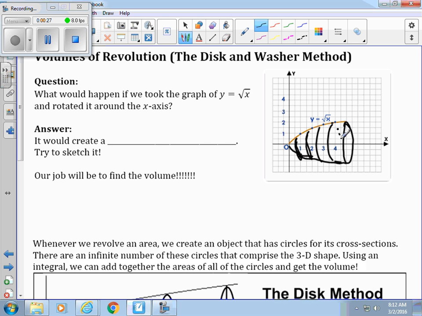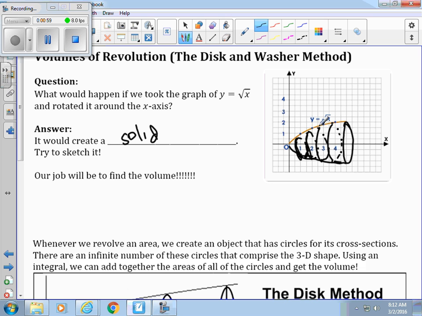Well, we've got going all the way around. I'm not an artist, so that's the best I got. But that would be the shape that we get when we rotate this figure around the x-axis. It would create a solid that looks something like this. Our goal for today will be to find the volume.